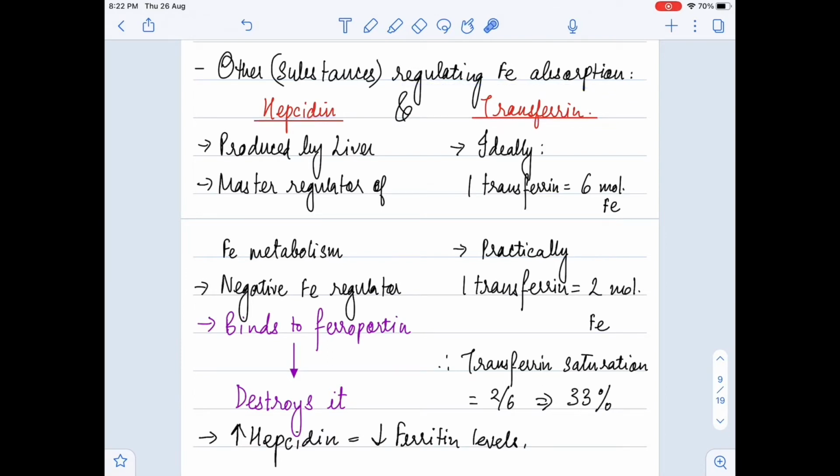the iron absorption. So hepcidin, as we read before, binds to ferroportin and destroys it, thus inhibiting its function. It is produced by the liver and is the master regulator of iron metabolism. So if we notice, an increase in hepcidin will lead to a decrease in the iron levels. And the only thing we have to remember about transferrin is that the transferrin saturation is 33%.